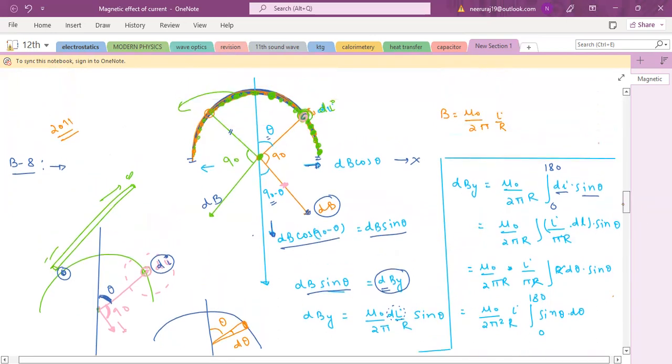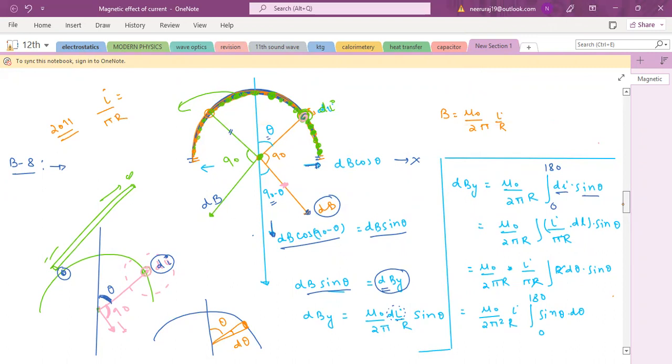See, total current from here to here is I. Total current from this part to this part is I. So current in unit length. Current in unit length हो जाएगा बच्चों इसका I by pi r. 2 pi r होगा total का, इसका होगा I by pi r. Current in unit length is I by pi r.